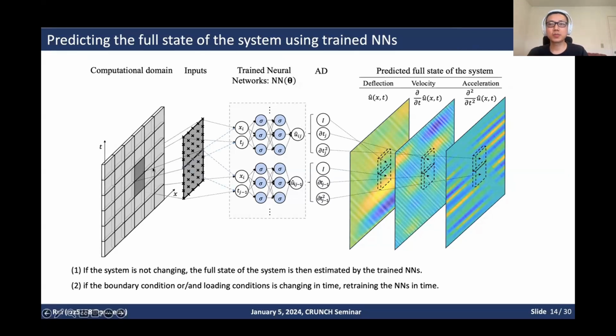But it is based on the system not changing. But if the boundary conditions or the loading conditions are changing, we need to retrain the neural networks. But right now, it's just like transfer learning. We have pre-trained the neural networks. And if we just change the boundary conditions, the retraining process will be much simpler and easier. So this is generally about the framework, the general idea of how to develop the NTK-based weight and how to apply this on different structure systems.